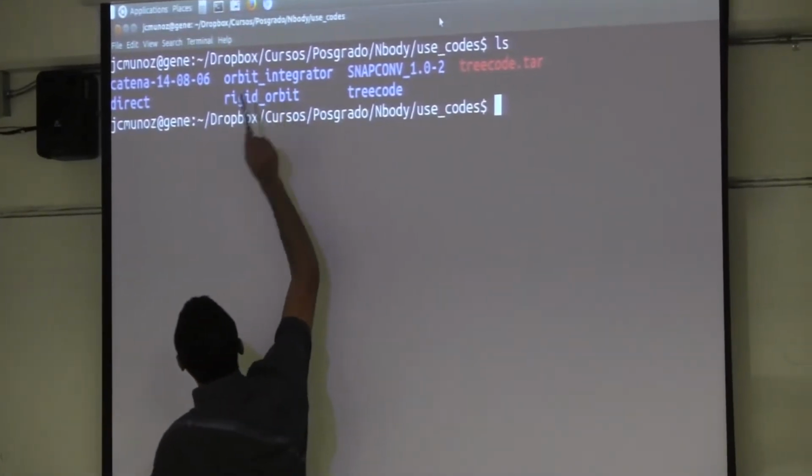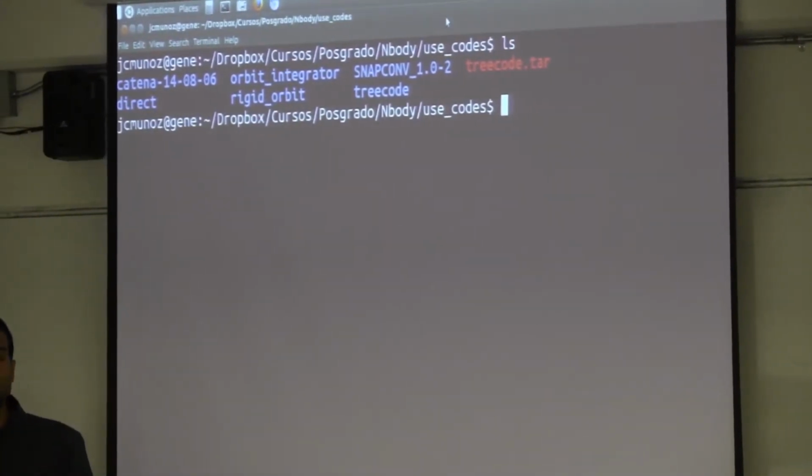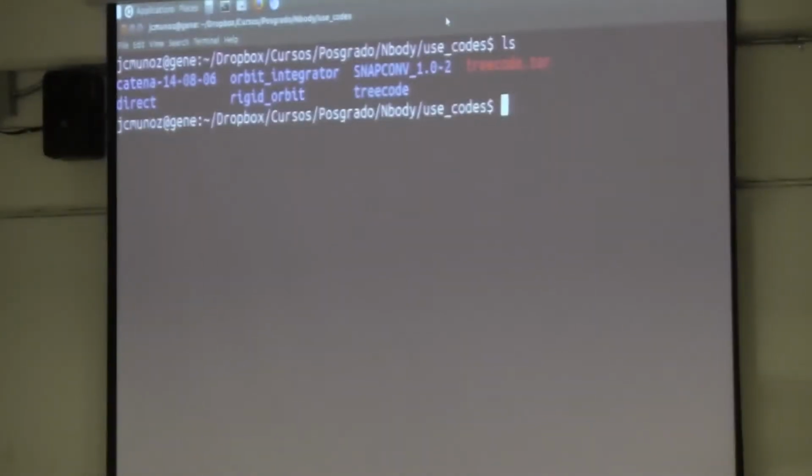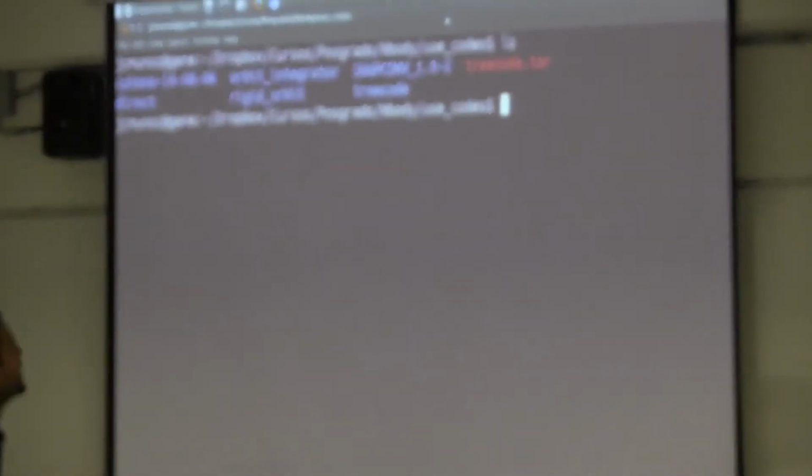Here we have a code you can use to integrate the equations of the orbit of a particle in the potential of a galaxy, for example. It's going to give us a very nice figure. At least we have to run it because the figure is quite nice.